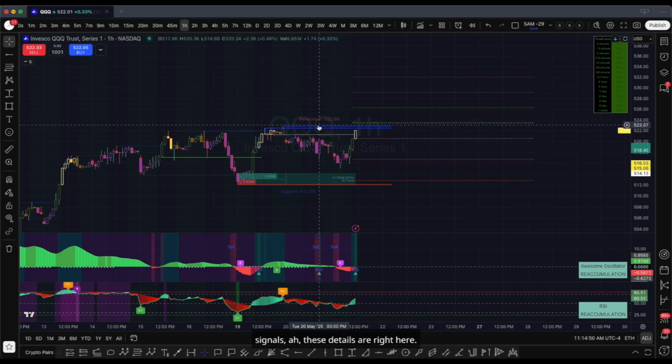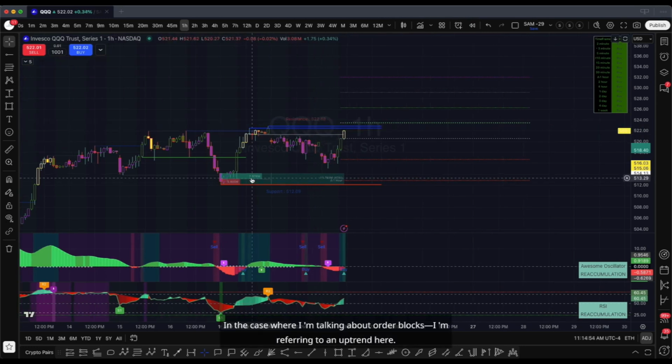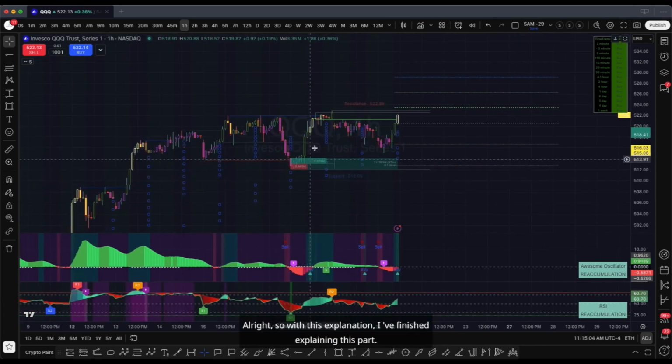So the way I explain it to everyone, you should understand that when you use indicators, you see these signals, these details are right here. It's very important, okay? In the case where I'm talking about order blocks, I'm referring to an uptrend here. If we see a downtrend, then it's the same thing. We just apply it in the opposite way, exactly the same. All right, so with this explanation, I finished explaining this part.